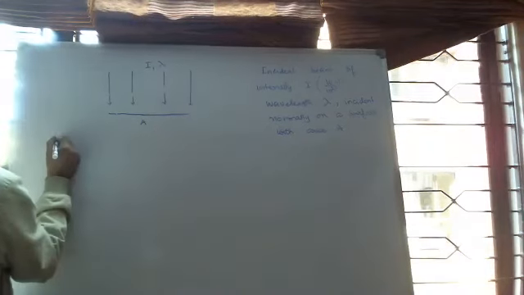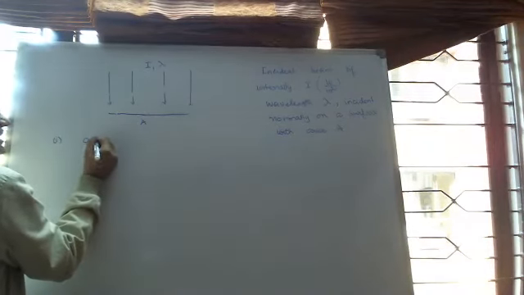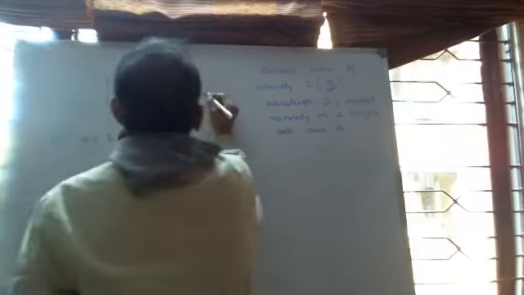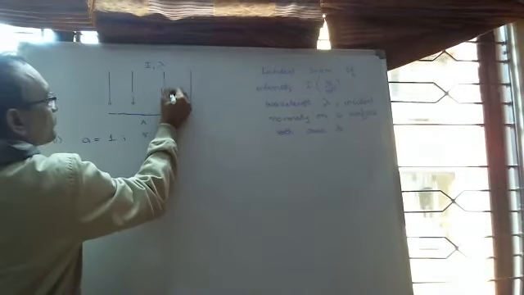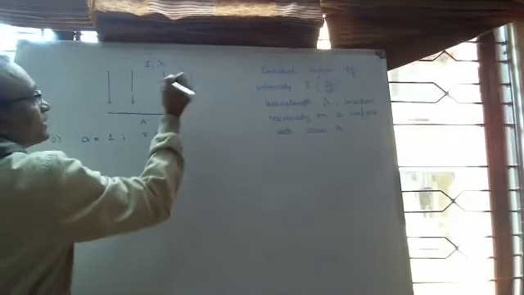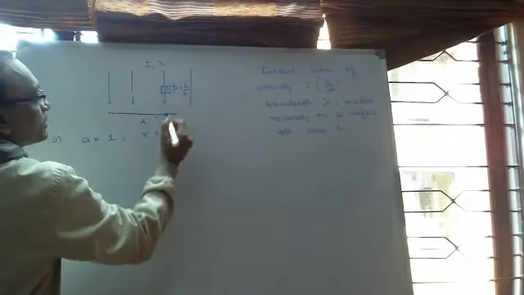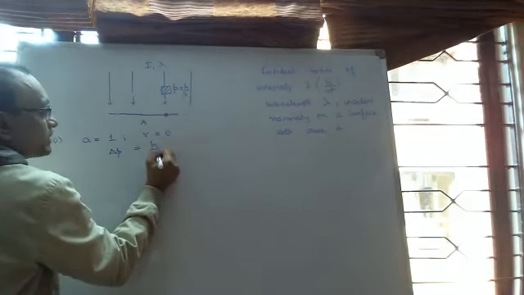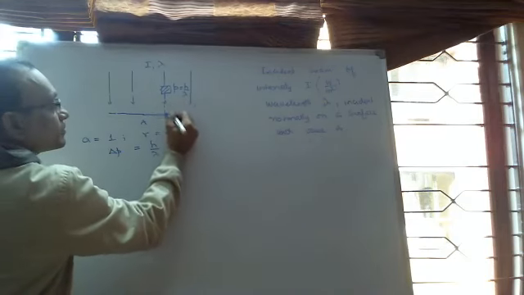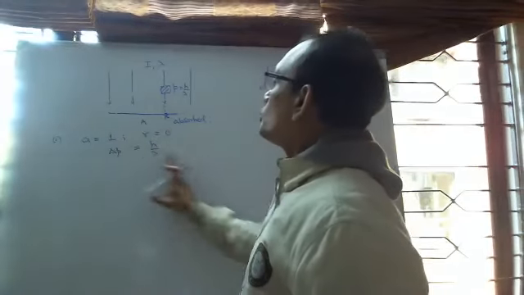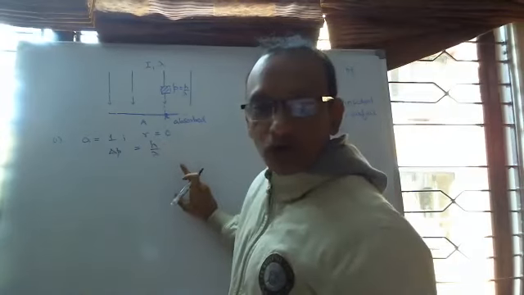Now two cases. Case one, say absorptivity is 1. That means reflectivity is 0. That means every photon that falls, this is a photon of linear momentum h by lambda, is completely absorbed. That means change in linear momentum of a photon is going to be h by lambda. There is no reflection. Every photon falling gets absorbed. So what is the change in linear momentum of every photon? h by lambda.